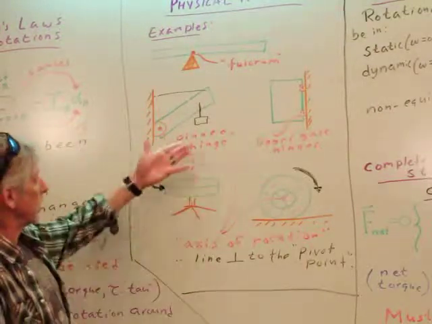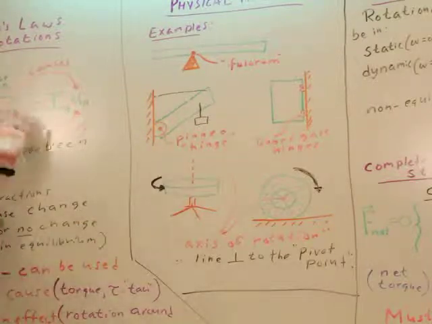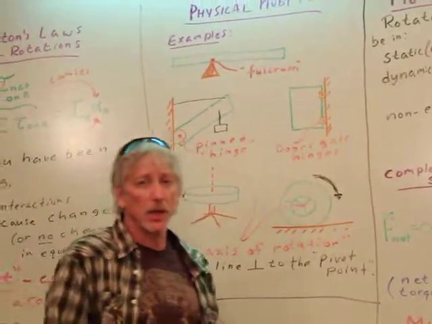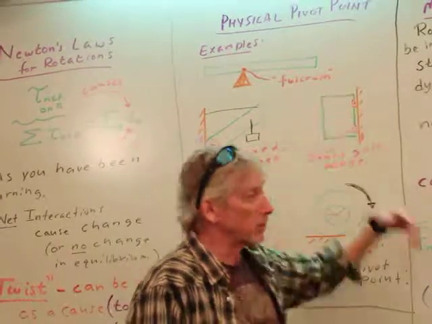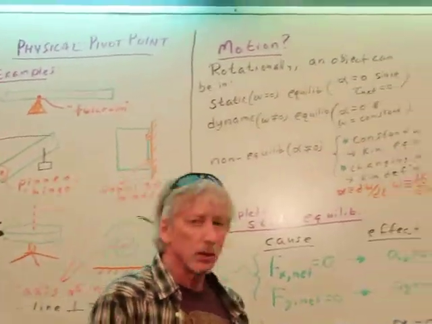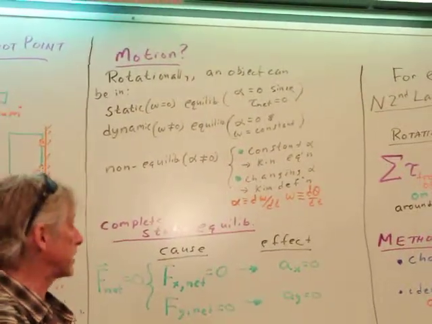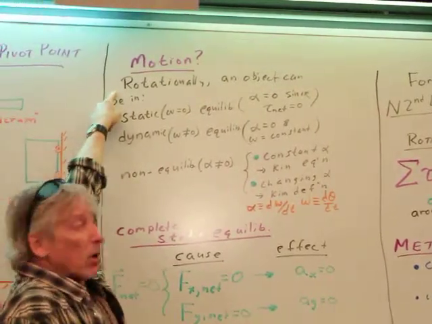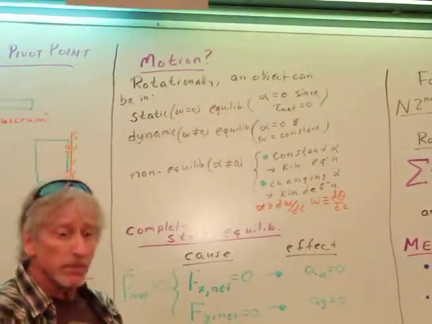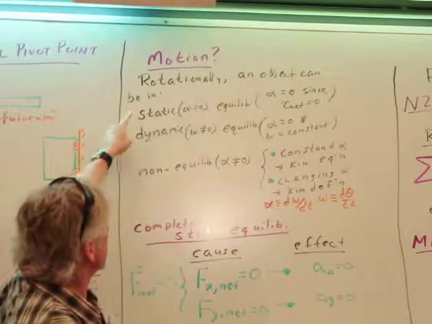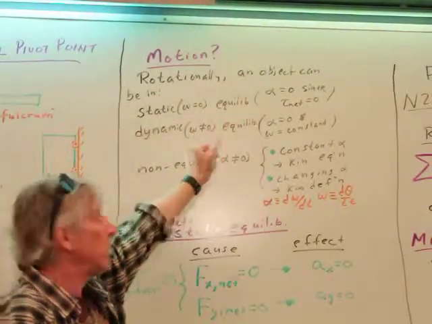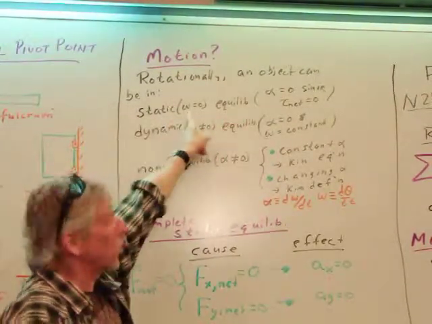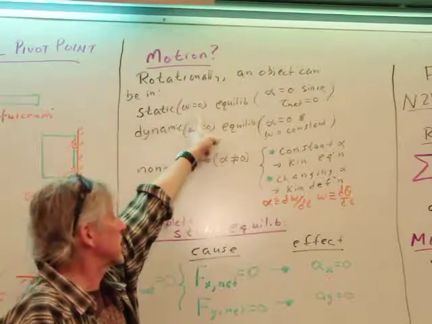But also, again, we may have this in equilibrium. So there may not be any acceleration. In fact, there might not be any motion. Let's talk about motion over here now. Okay, this is all a bit of a review, which is nice. It doesn't have to be so overwhelming. So rotationally, an object can be in static equilibrium. And rotationally, that would mean that omega, the angular velocity, is 0.